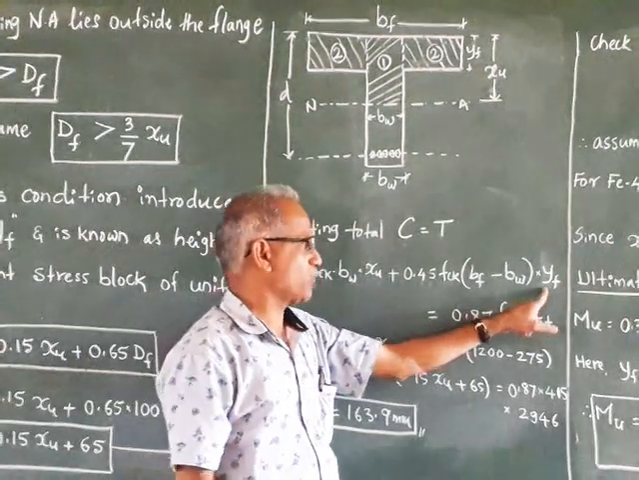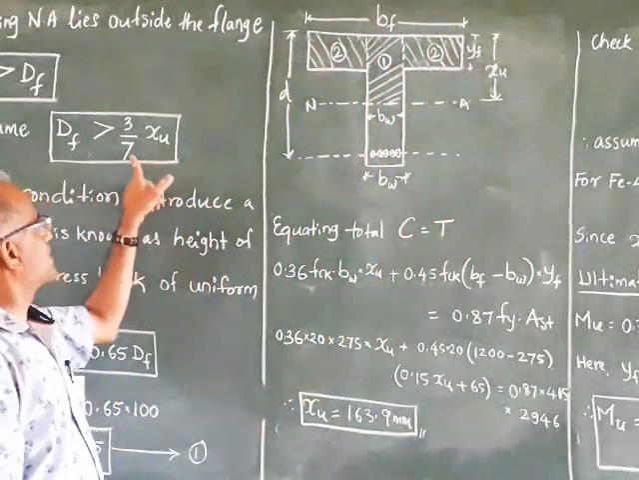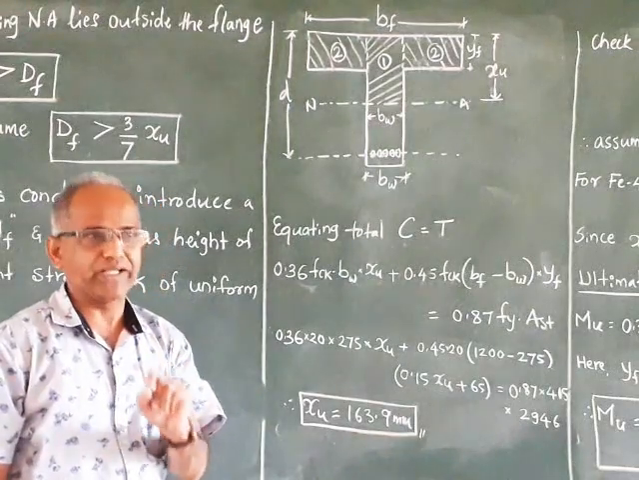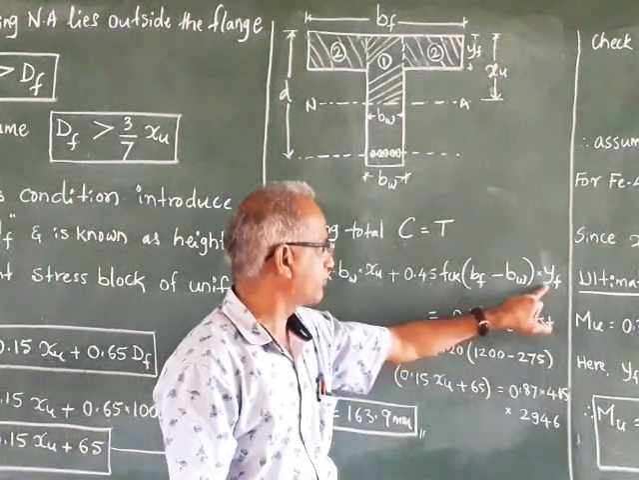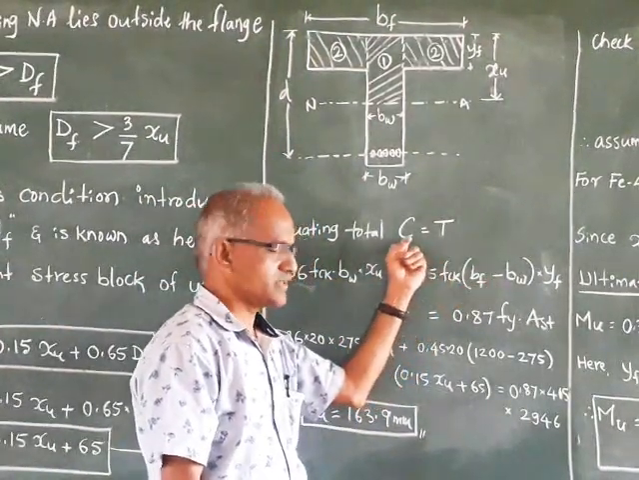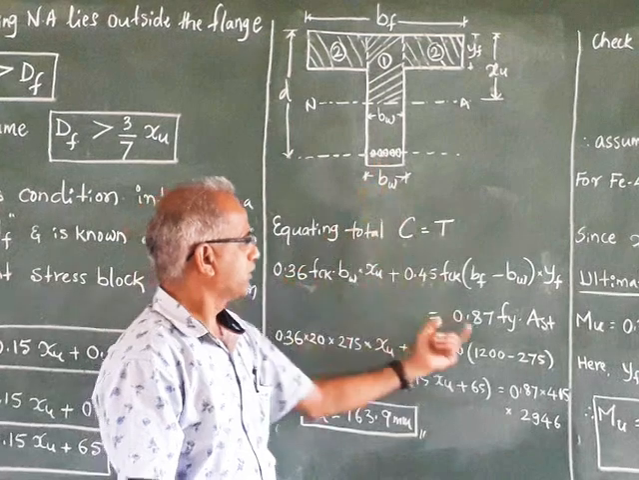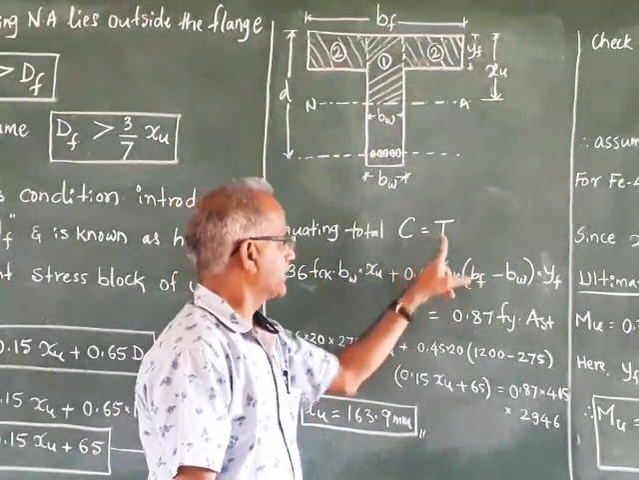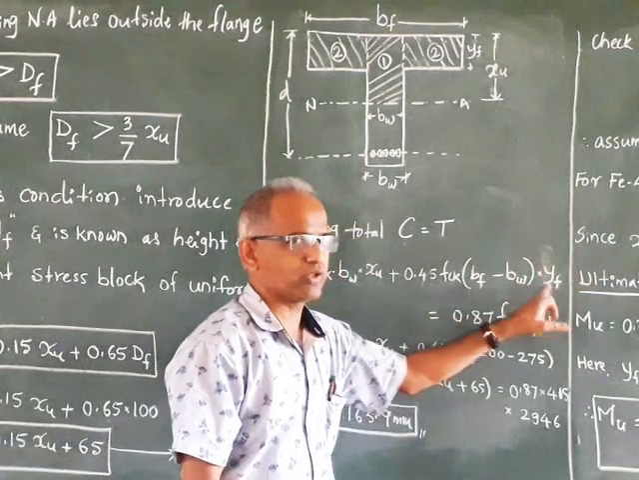If you consider the previous problem, there we had taken DF, but because of this condition, wherever DF is there, you have to put the term YF. In the previous problem it was DF, now we are going to put YF. So this is C1 plus C2, that is C, that is equal to T. What is T? Total tensile force in this T bar, 0.87 Fy is the stress, and area of steel is AST. So C is equal to T. The only change observed here is, in place of DF, we put YF.